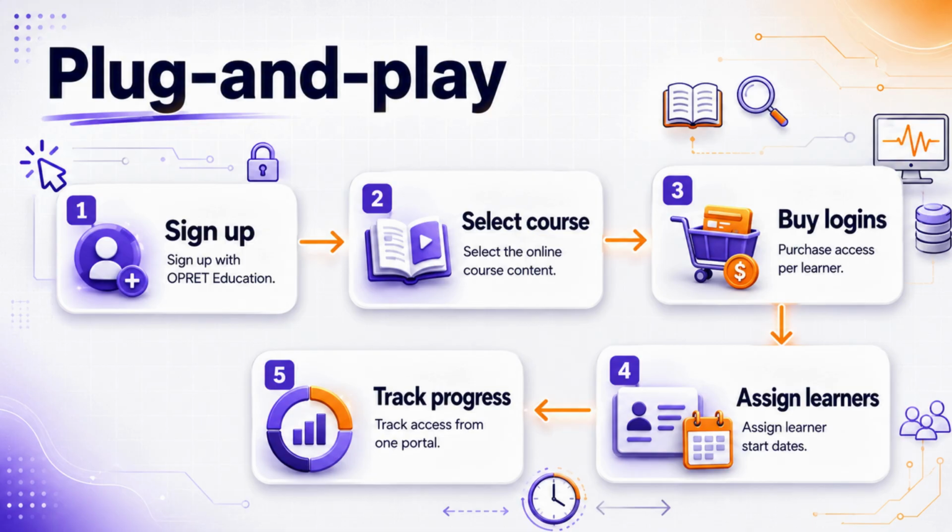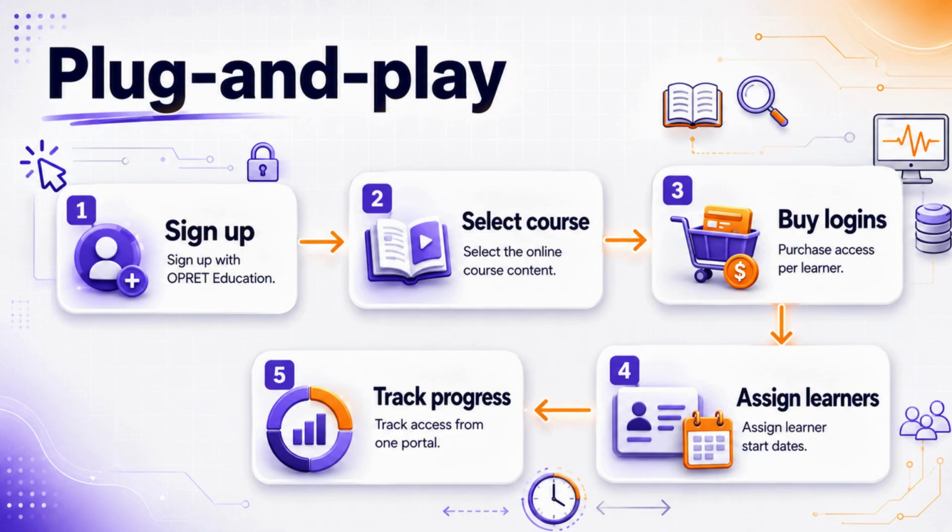But what if you just didn't build anything at all? What if you could skip all that risk? Well, OPRET Education offers this brilliantly simple plug-and-play solution. You just license ready-to-use premium course access. Boom! Friction gone. It breaks down into 5 super straightforward steps. Check this out. You sign up, you select your course, buy the exact number of logins you need, assign them to your learners, and track their progress. That is literally it. No custom learning management system to build, no patches, no maintenance.